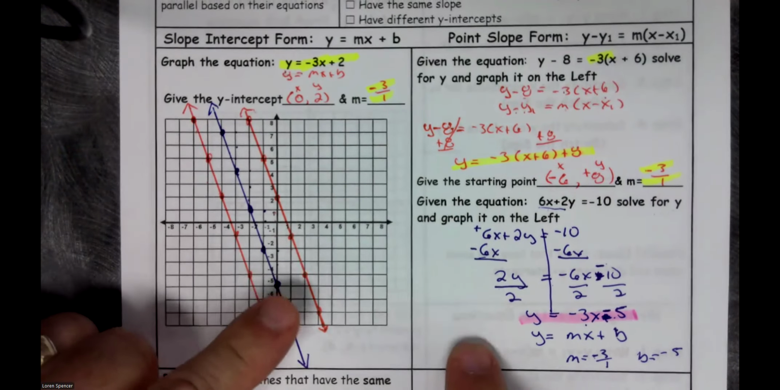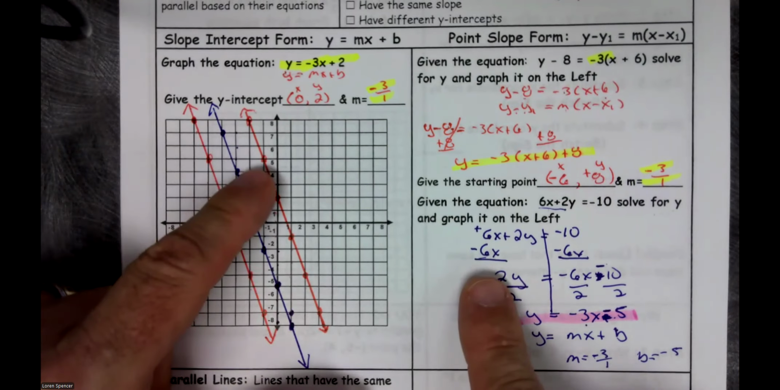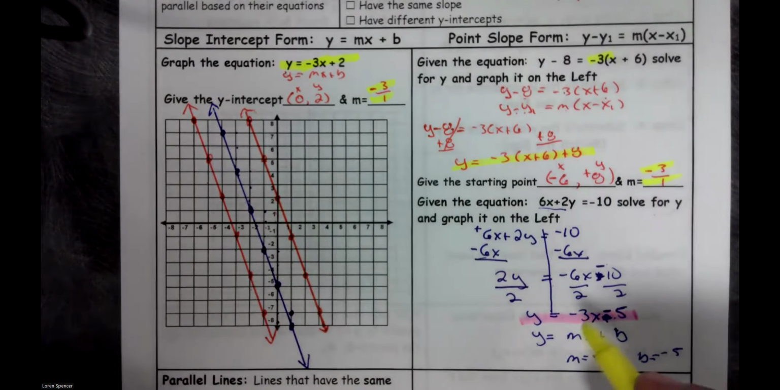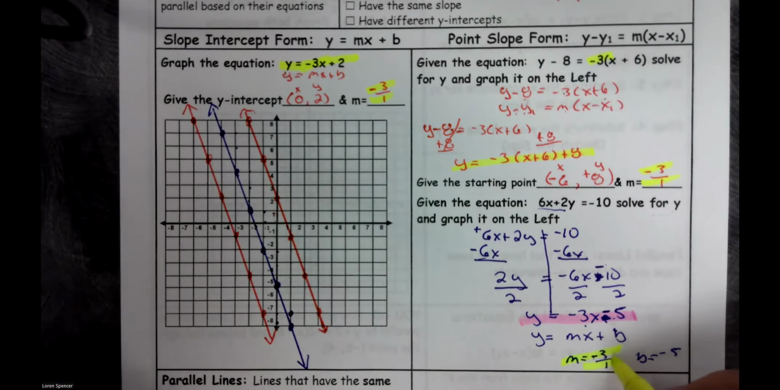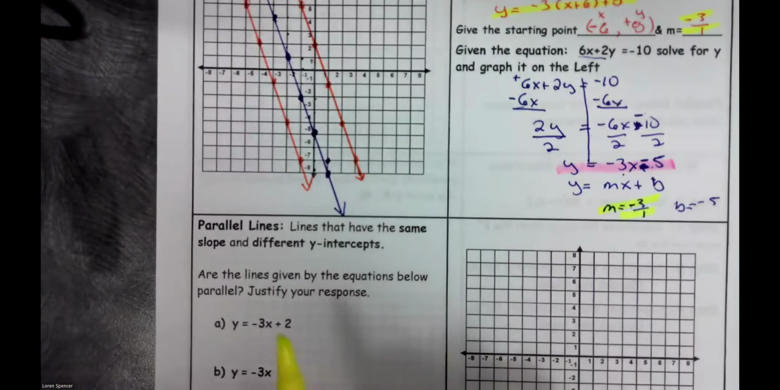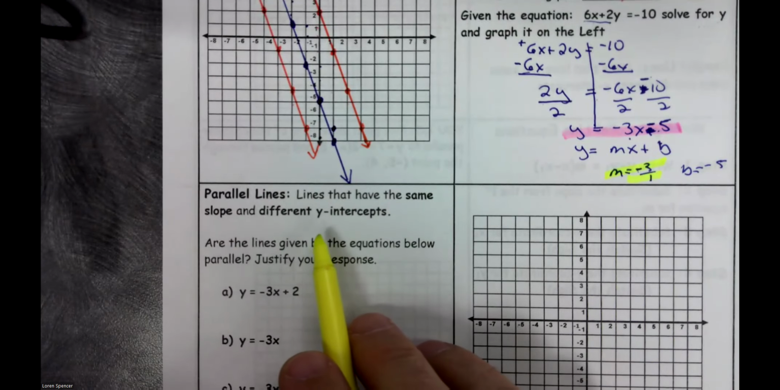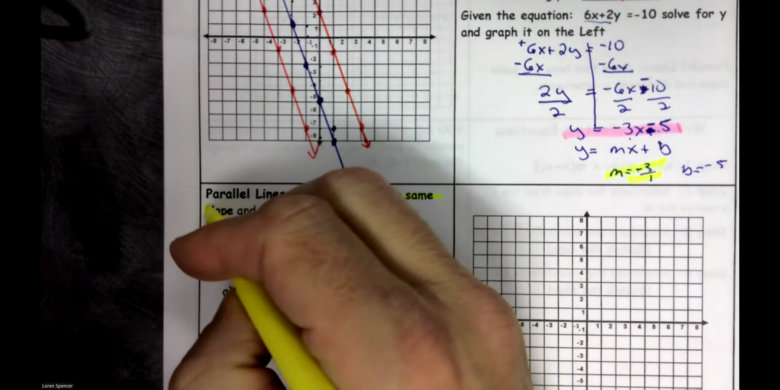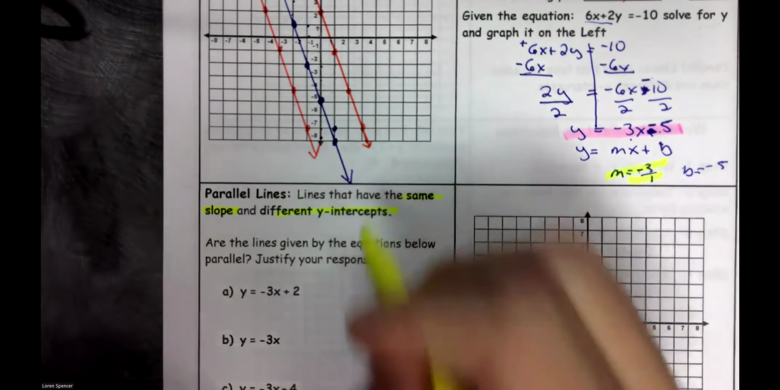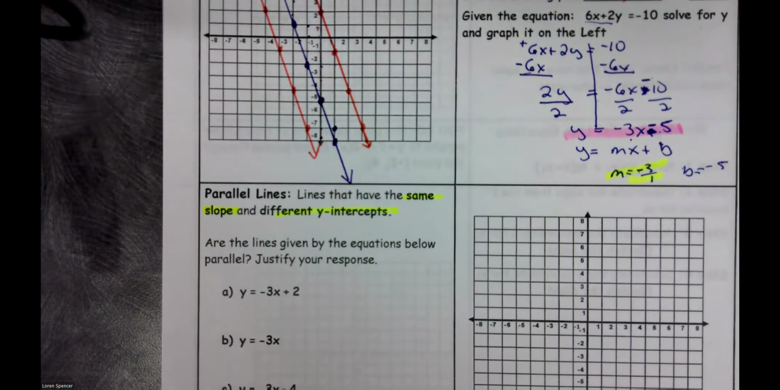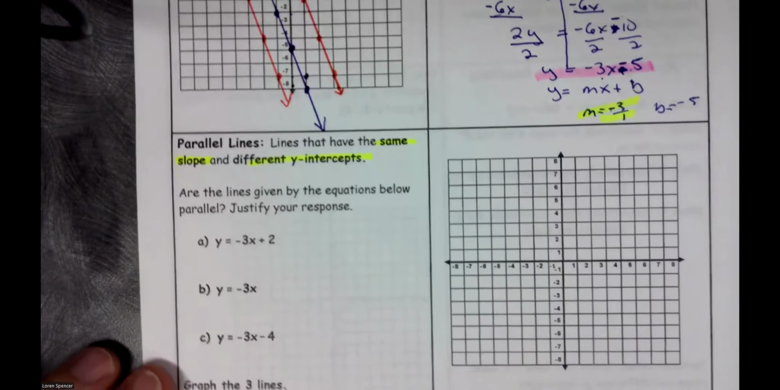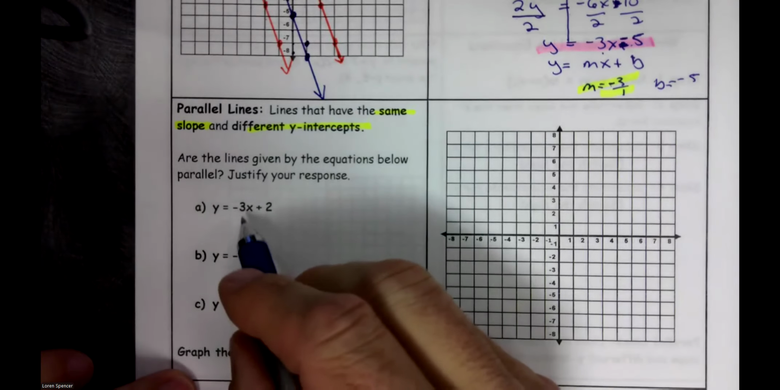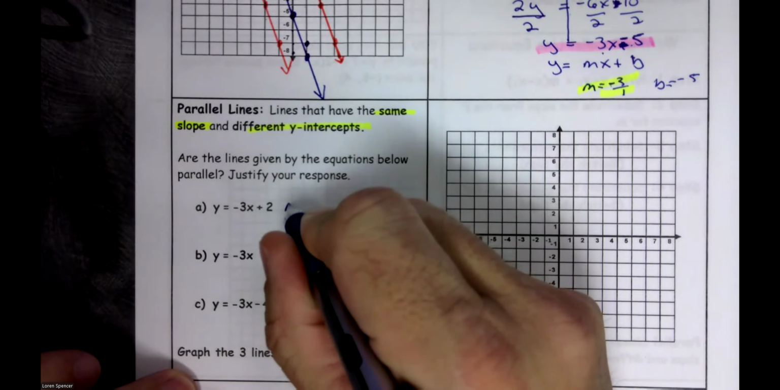So we have parallel lines. What do we notice about those parallel lines? Well, all of them have exactly the same slope. Parallel lines are lines that have the same slope, but different y-intercepts. So without even graphing these, take a look and ask, are these parallel lines? Justify your response.